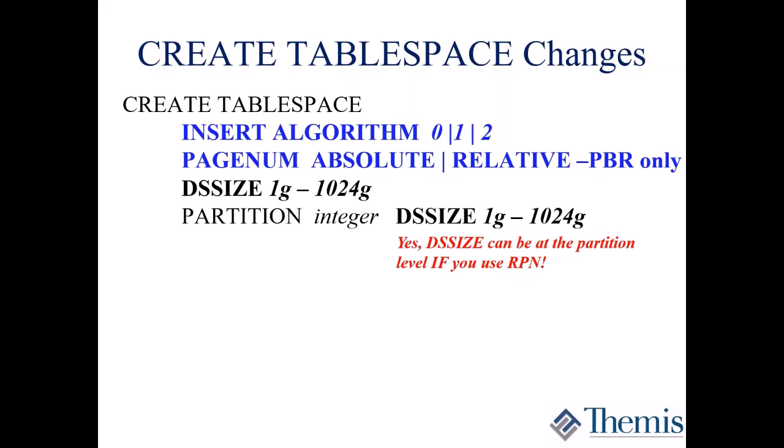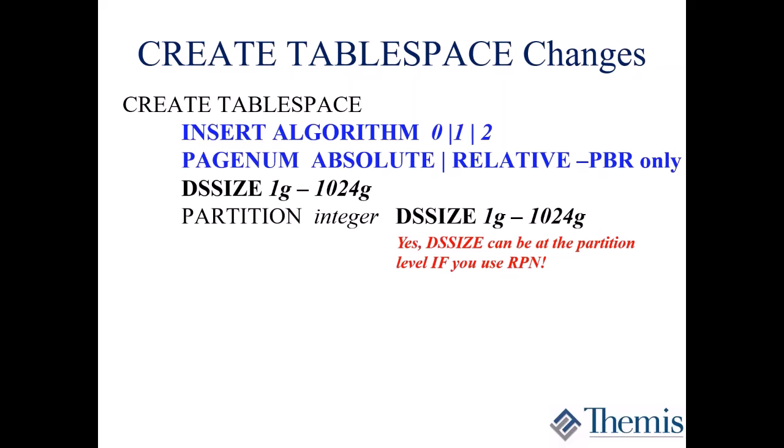So let's say your DS size is at 64 gig, and you have a single partition in the middle of your table space that's approaching that. You're going to have to do one of a few things, right? You're going to have to either rebalance your partitions. You're going to have to add new partitions in the middle if you're on version 12. You're going to have to increase the DS size of the entire table space.